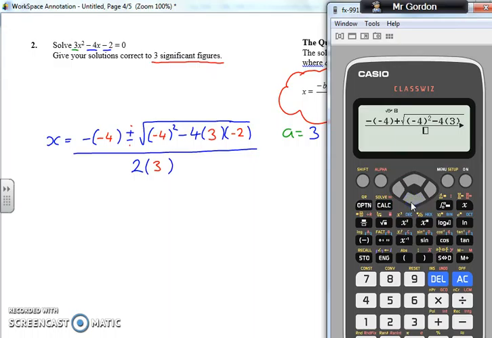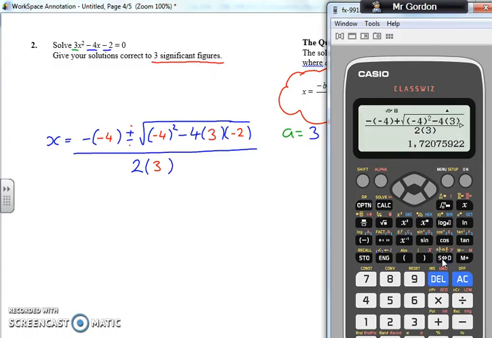So I'm just going to put that in as 2, and then brackets 3, just to keep everything clear, so you can see where I've put all my values in for my letters. Press equals, and you should get your first answer. Now it wants it to 3 significant figures, and the calculator's giving it to me in what we call surd form. So I'm just going to change that to a decimal using the SD button here. If I press that once, that will give me my decimal.